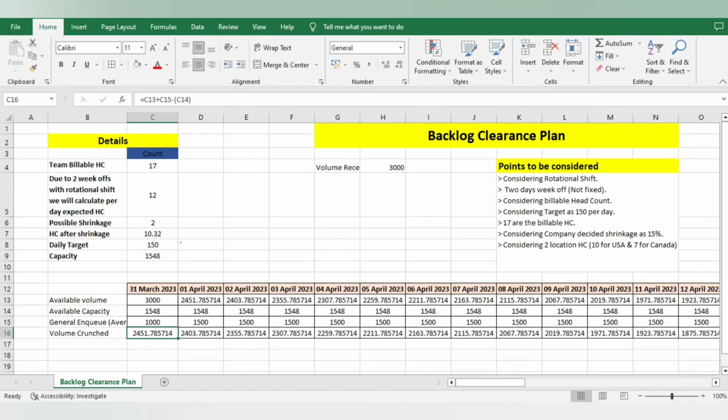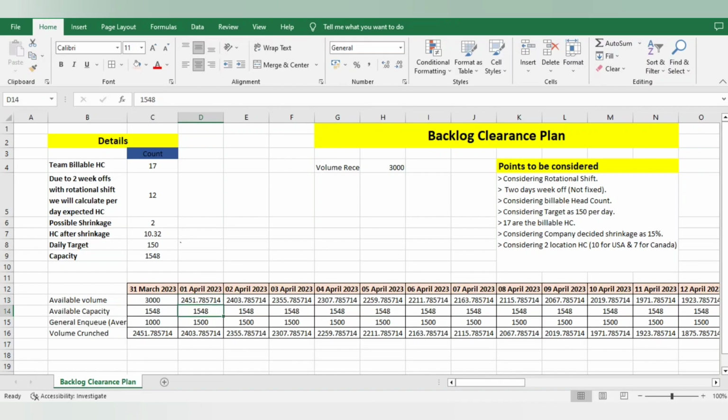Now how much volume is crunched? Guys, the formula is very easy. Available volume is 3000, that is C13 plus C15, right? Which means 4000 is the volume I have received, correct? Now my capacity is 1548. We will do this with minus. I got 2451 as the pending volume. The next day my team needs to come and crunch again. So I came to the next day, I just did equal and pasted this number here. Okay, now I got this in my available volume.